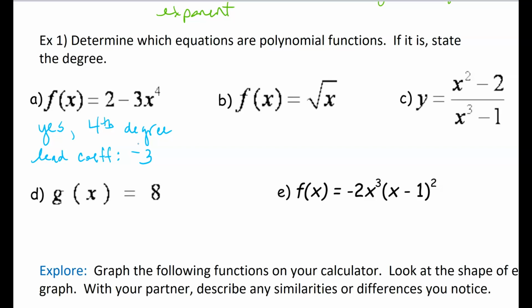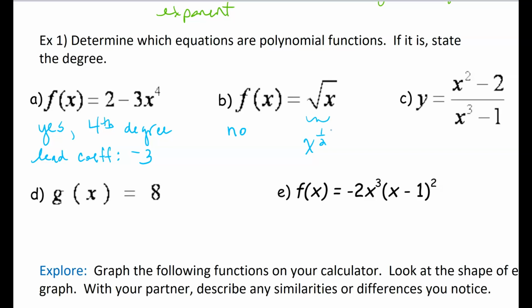So how about in our next one? We have f of x equals the square root of x. Is that a polynomial function? No. So while it does have a radical sign, does anybody know what degree the square root is? 1. I heard somebody say it. It's 1/2. Now this is the same as x to the 1/2.